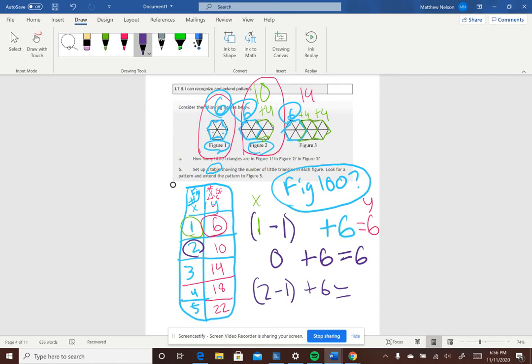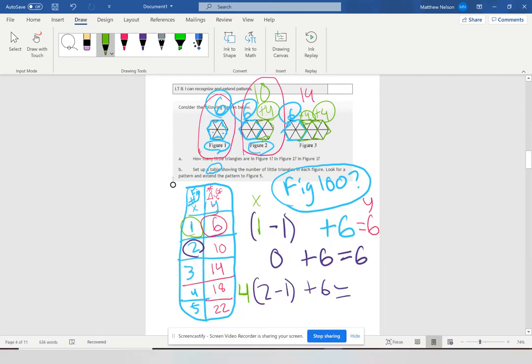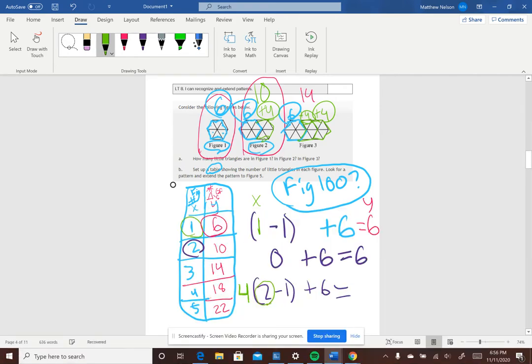Well, we go up by 4 each time, don't we? Right? We're going up by 4, one time more than the last. So maybe if I go up by 4 each time, I could multiply 4 by whatever my x minus my 1 is, and then add 6. Let's go ahead and try that.